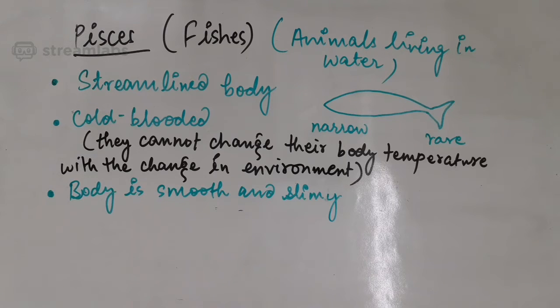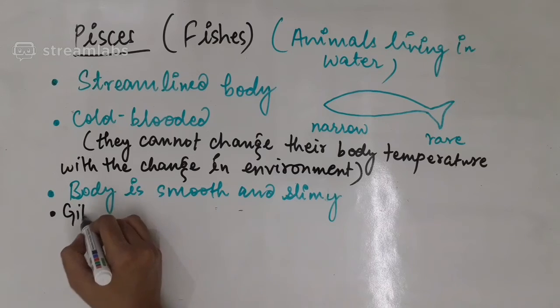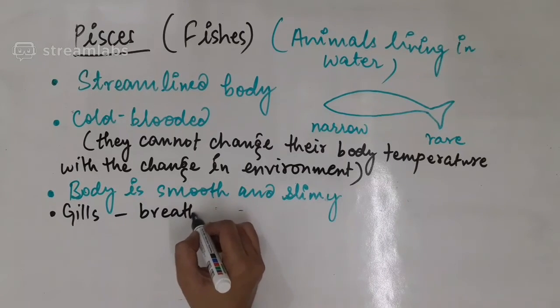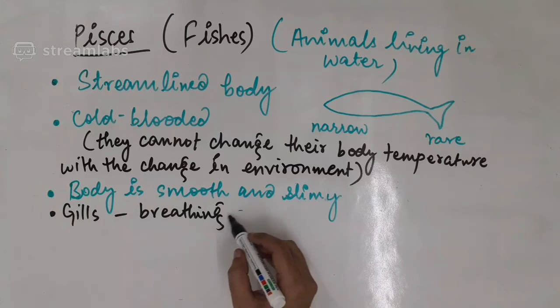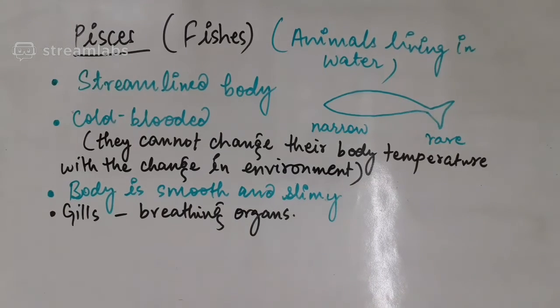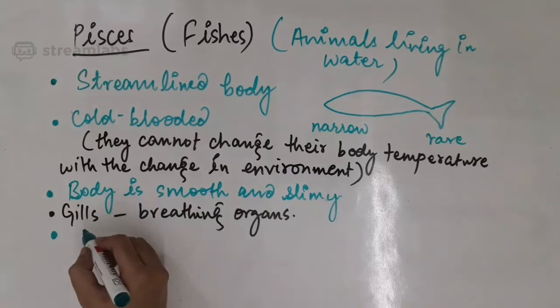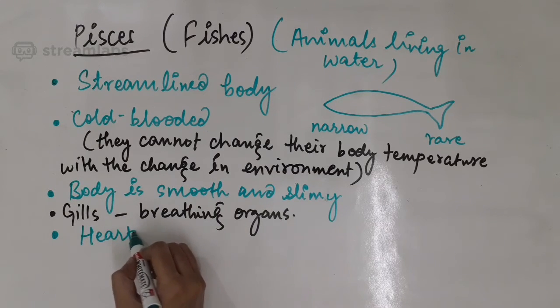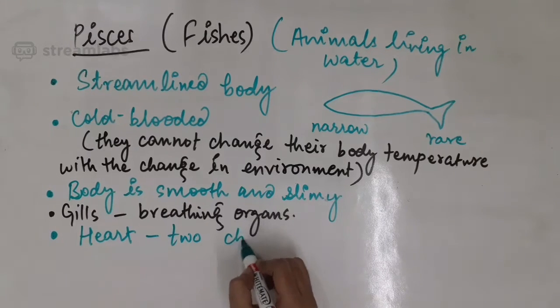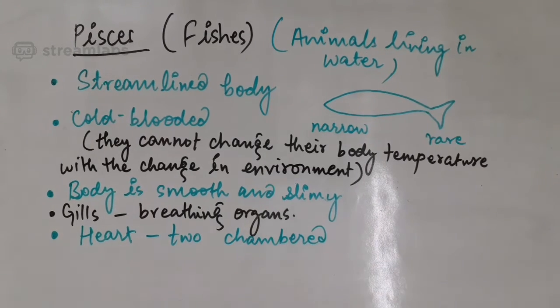They have special breathing organs called gills, which help to respire inside the water. And they take oxygen from the water itself, which is in dissolved form. H2O, that is water, has oxygen in it in the dissolved form. And one more important characteristic is they have a heart which is two-chambered. As you all know, we have a four-chambered heart, but the Pisces or the fishes have a two-chambered heart.